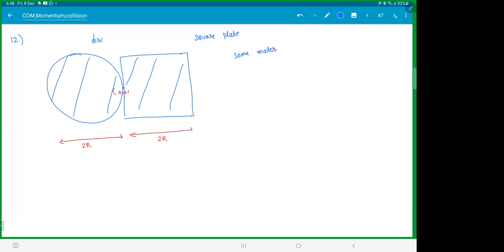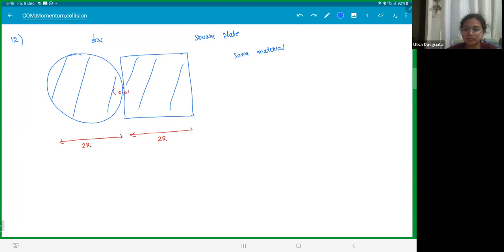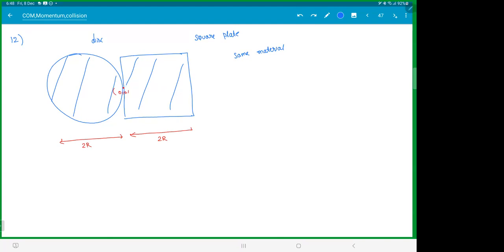What is the question for medical students? Where is the center of mass? At the origin, right side of the origin, left side of the origin. That's the medical question. What is the answer? Right side. Whoever has more mass will have more center of mass. So yeah.